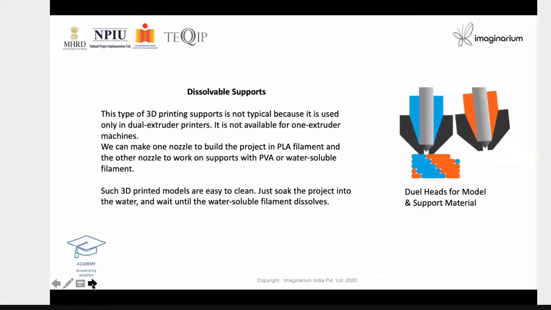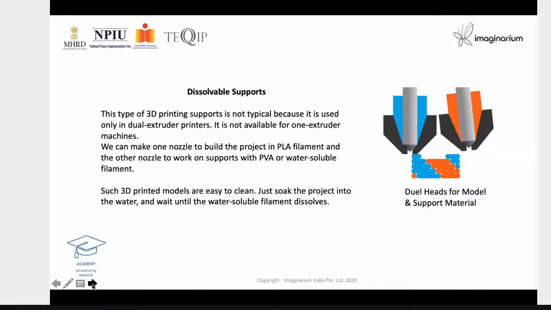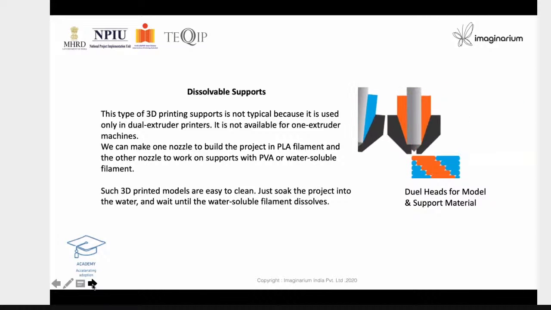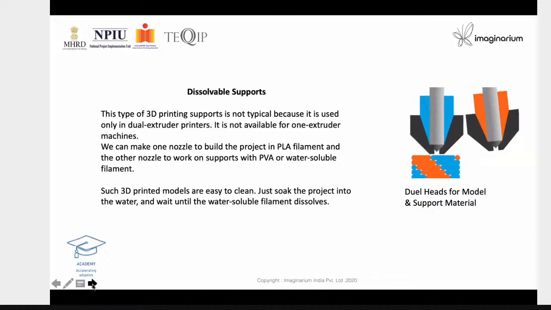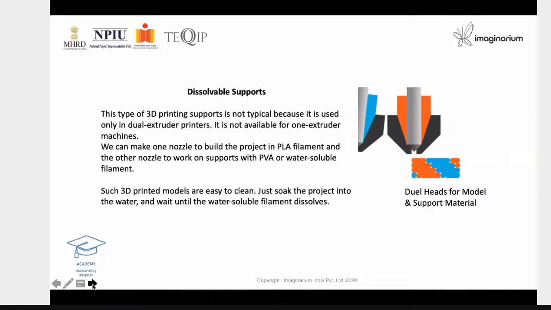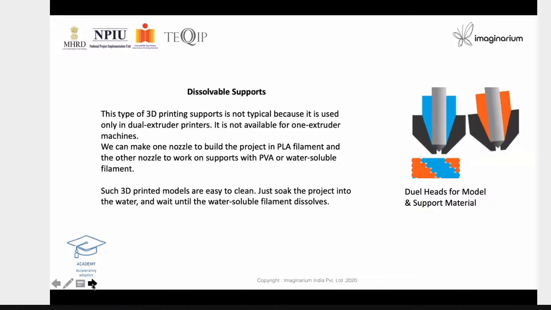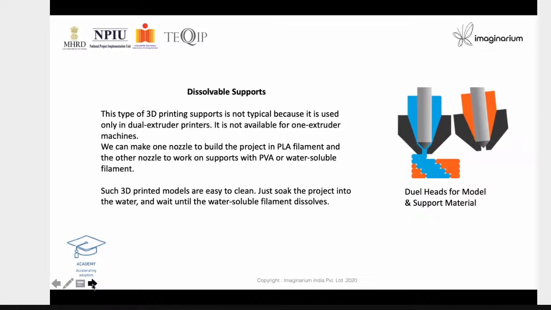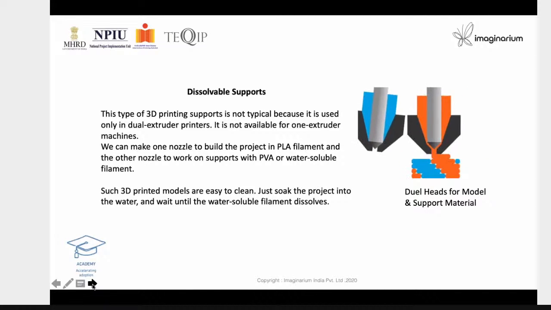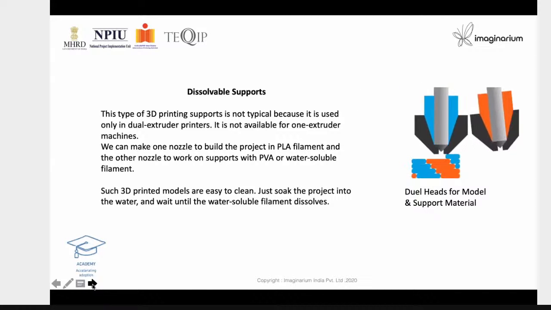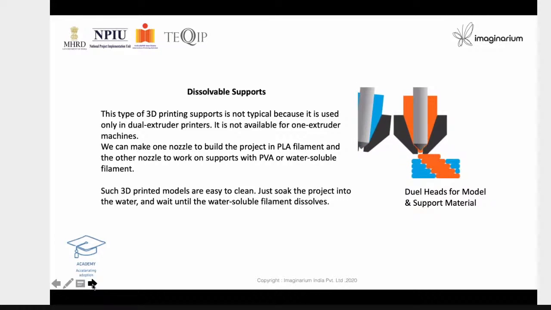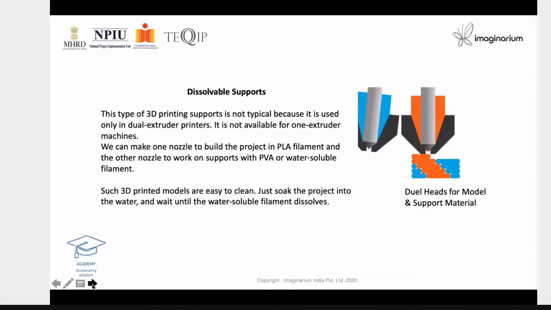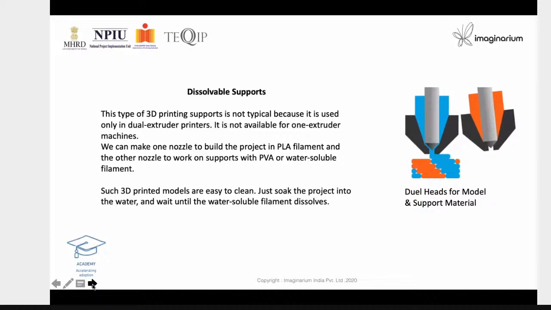You can also have a dissolvable support. Dissolvable support we use in jewelry and all, where a wax-like material, one which melts at a very high temperature and one which melts at a very low temperature, like a paraffin wax, are used. The same thing is used in material jetting also. We use a water-based PVA which melts as soon as you put it in the water.